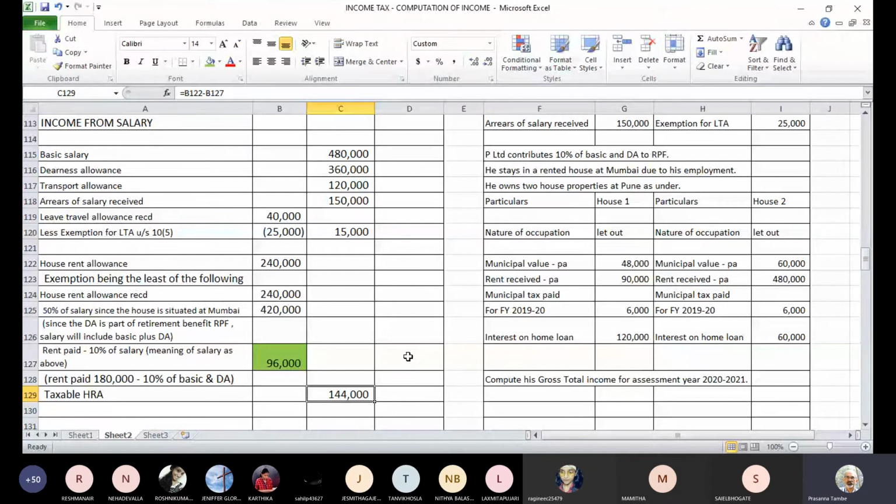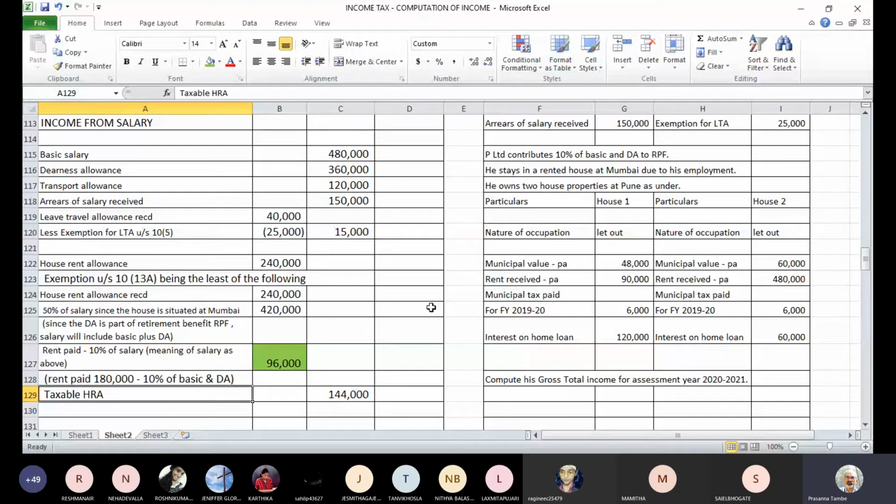Now, that is the calculation of HRA exemption under section 10 13A. Okay. So with this, now we will move forward. I'll just add the section here. Exemption under section 10 13A, being the least of the following. Okay. So we completed the HRA exemption.